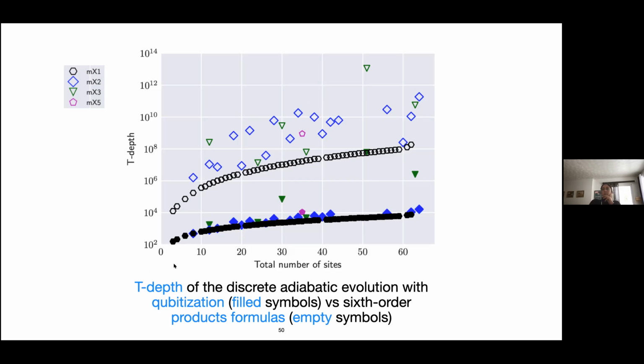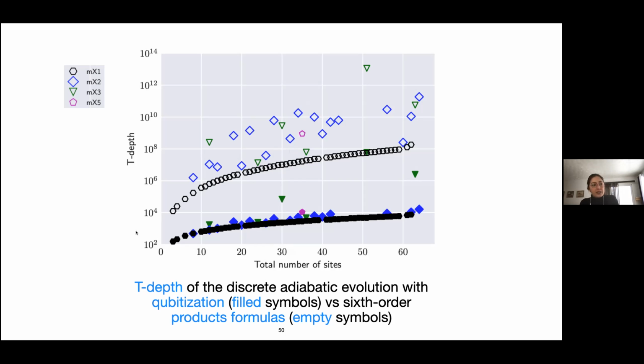So on the graph, on the x-axis we have the total number of sites again, and the different shapes and colors represent the different shapes of our Hamiltonian. The empty symbols represent the gate cost when we use the exponential of the Hamiltonian, the non-qubitized version, and the filled ones are the ones where we use qubitization. So the y-axis is the T-depth.